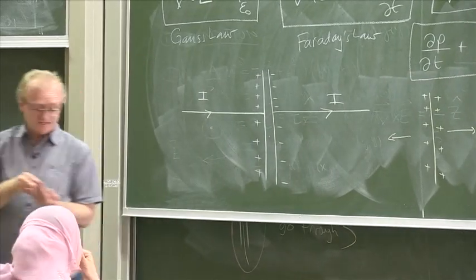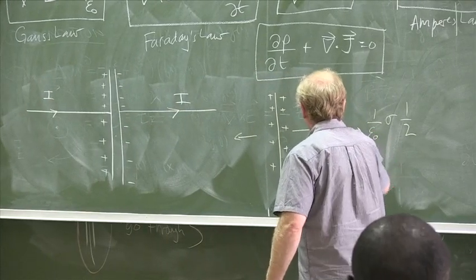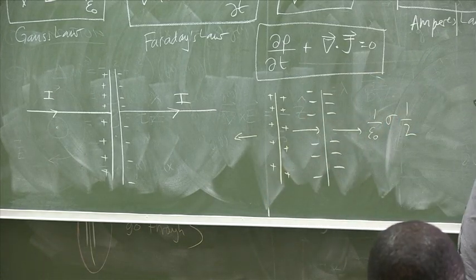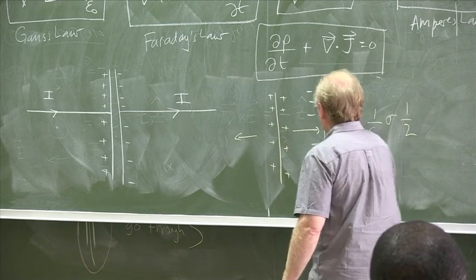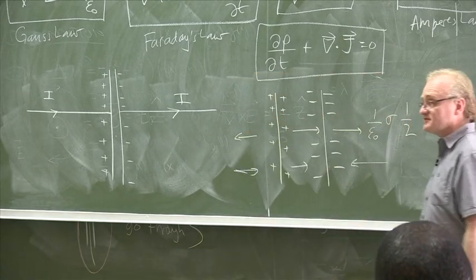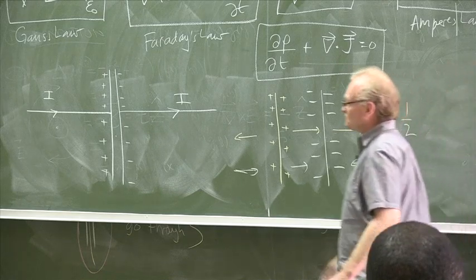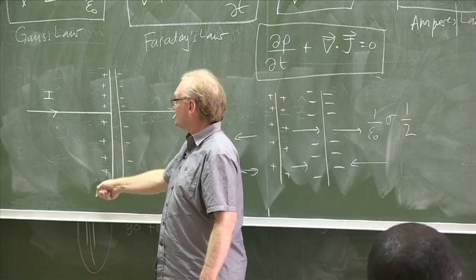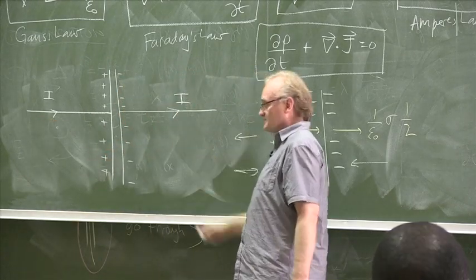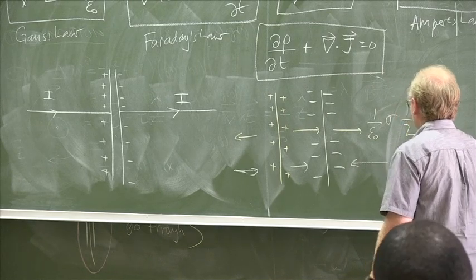For the negatively charged plate, now the field lines all come in. What's the strength of the field from the negatively charged plate? Exactly the same, right? Why? Because we've got the same charge building up on this plate as we have on that plate, because the current here is the same as the current there. So we have 1 over epsilon naught sigma 1 over 2.